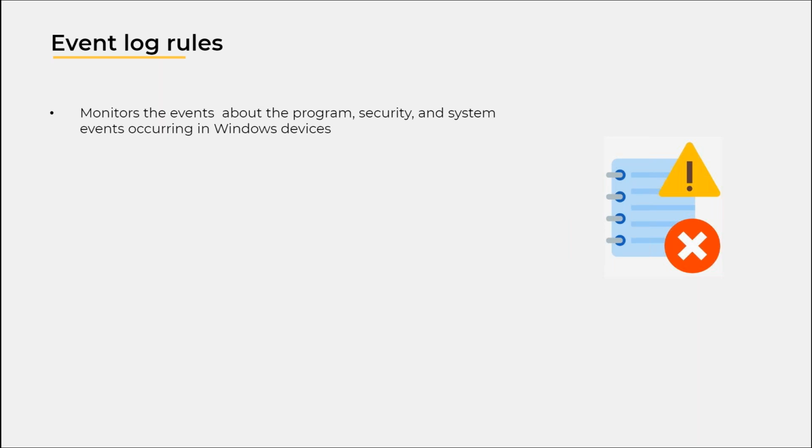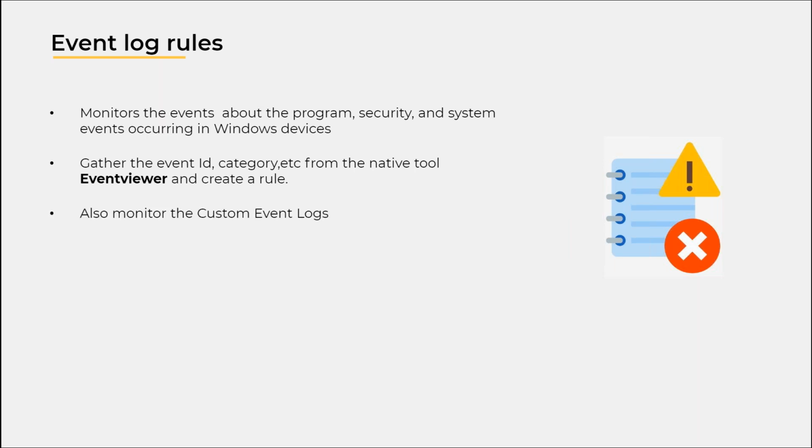So you can monitor the events about the program, security, and system events occurring on Windows-based devices. You can gather the event ID, category, as well as other details such as the severity from the event viewer, and you can then create a rule on OpManager. So let me show you on the UI how these event log rules work.